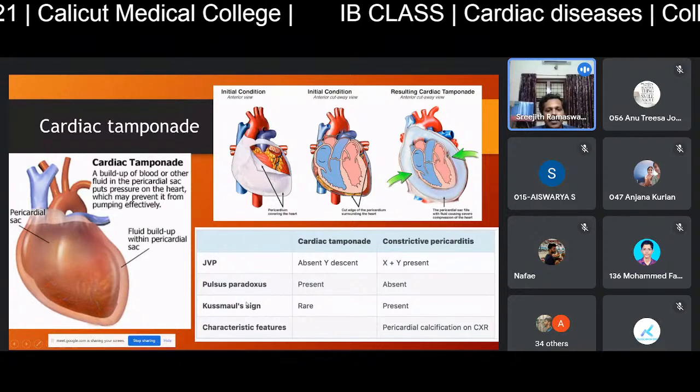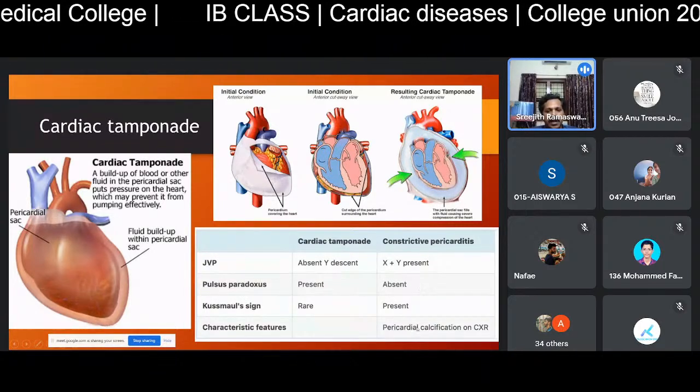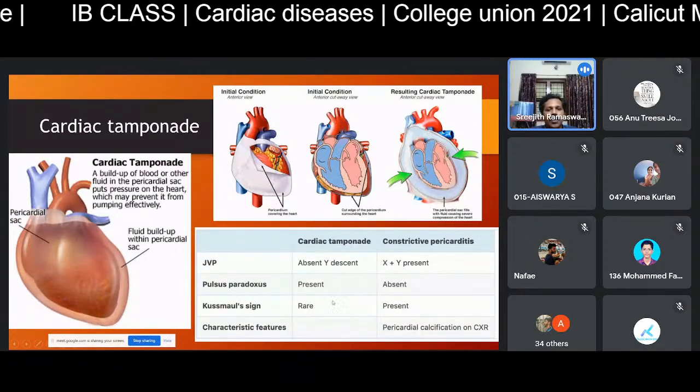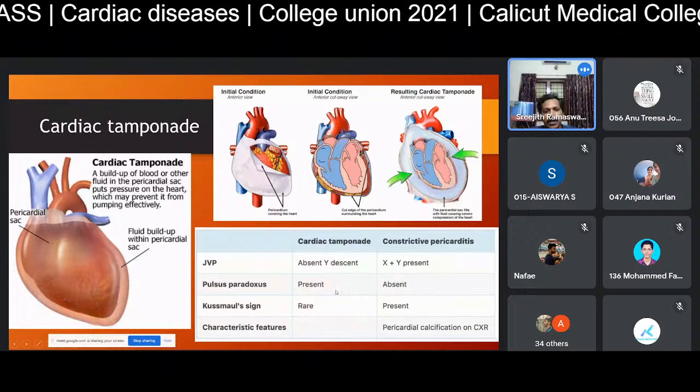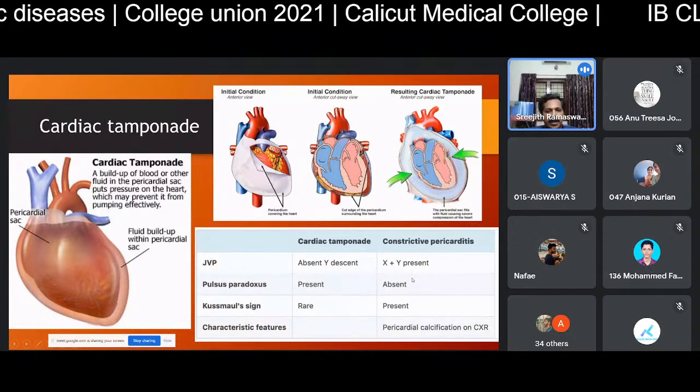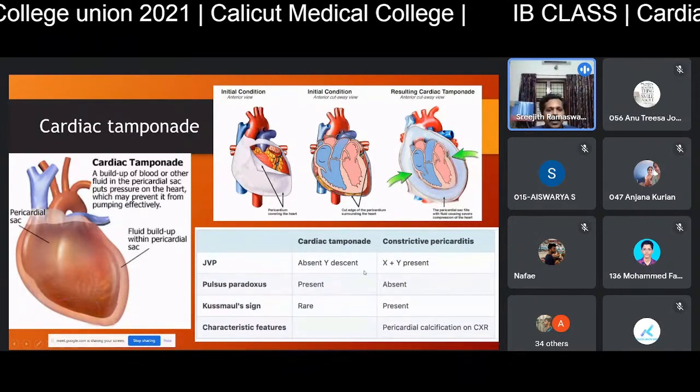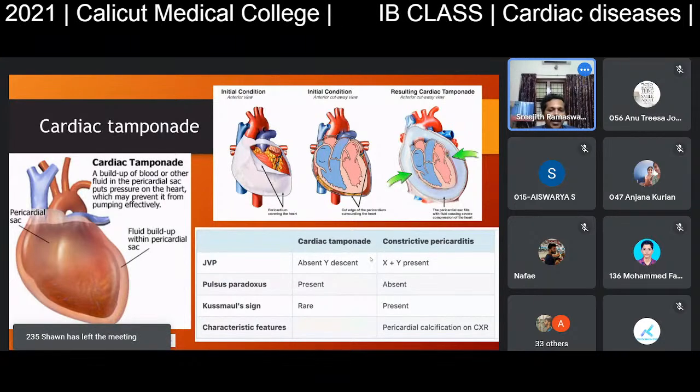And Kussmaul's sign, as I already told, is present in constrictive pericarditis, but is rarely seen in cardiac tamponade. So this is the difference between cardiac tamponade and constrictive pericarditis. And JVP has an important finding called absent Y descent in case of cardiac tamponade.